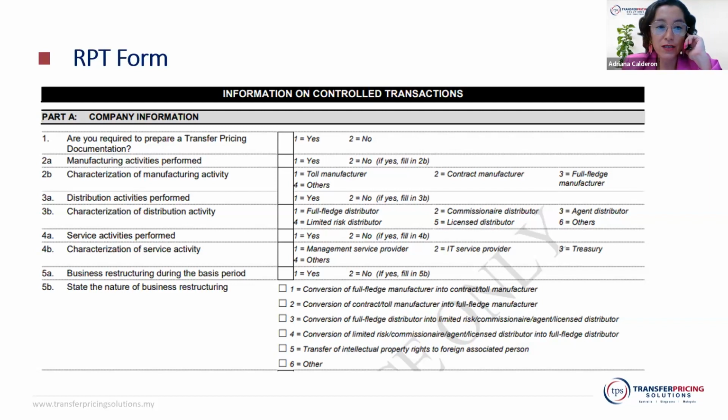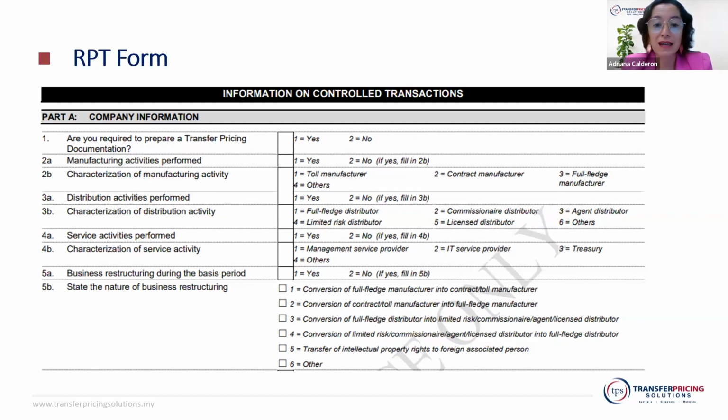Then questions 2A to 4B are quite interesting, because what the company is required to do is to disclose the activities that are performed. 2A, manufacturing, and 2B, the type of manufacturing. 3A, distribution, and 3B, the type of distributor. 4A, the services, and 4B, the type of service.